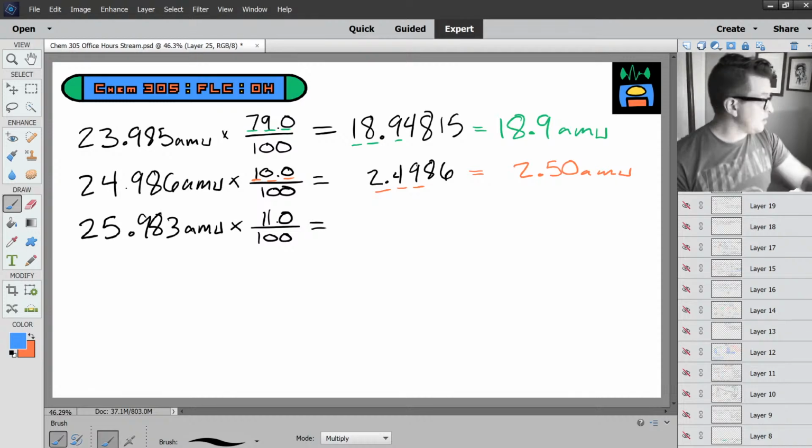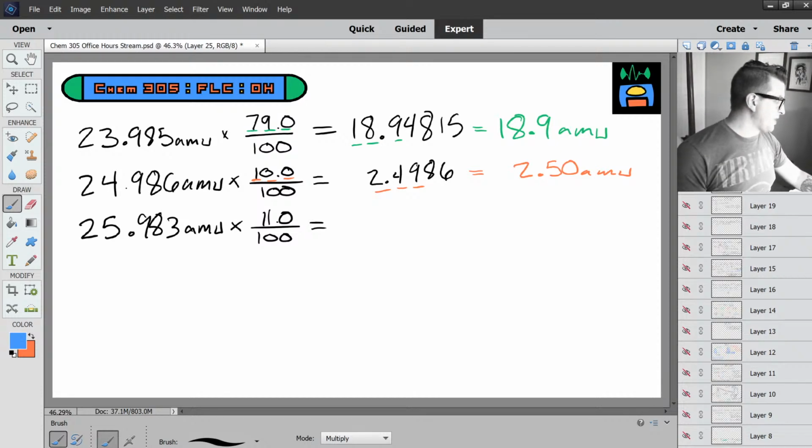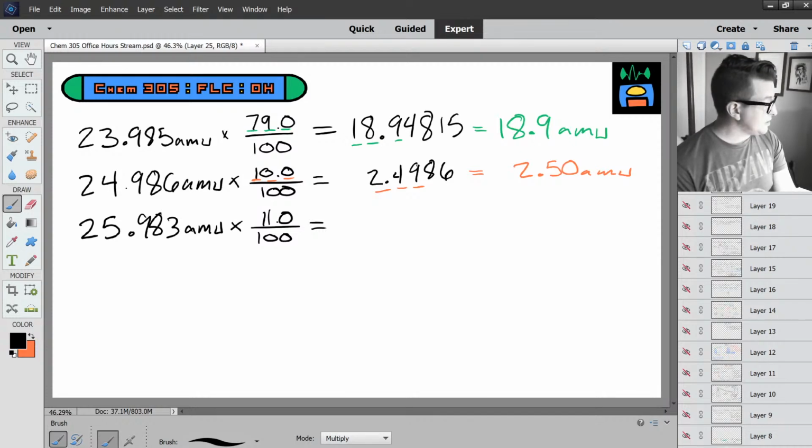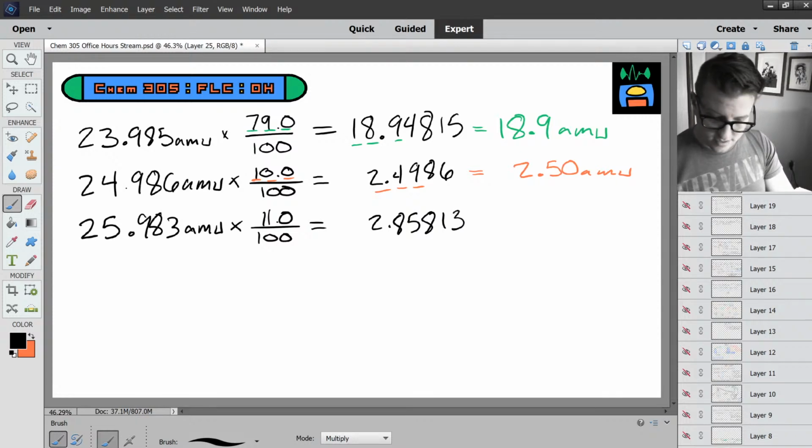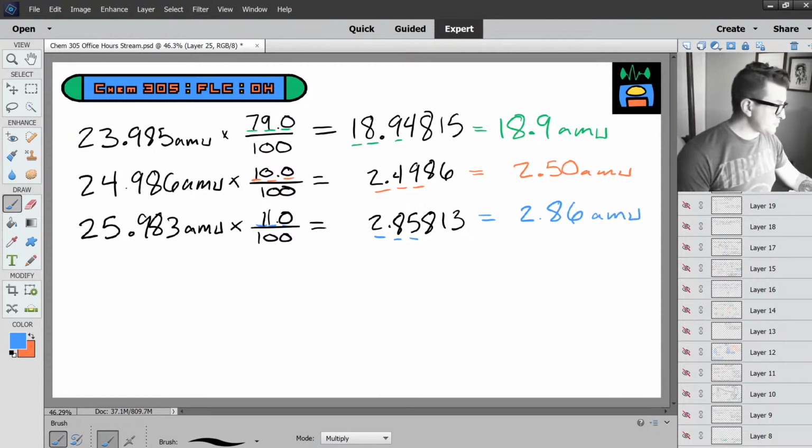And then for our last one, we've got 25.983 times 11 over 100, which comes out to be 2.85813. Again, here we can keep 1, 2, 3 sig figs, so this rounds to 2.86 AMU.